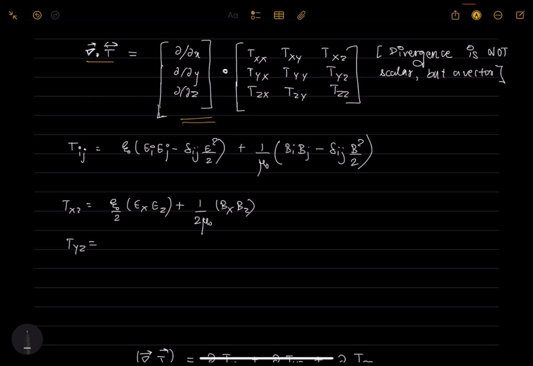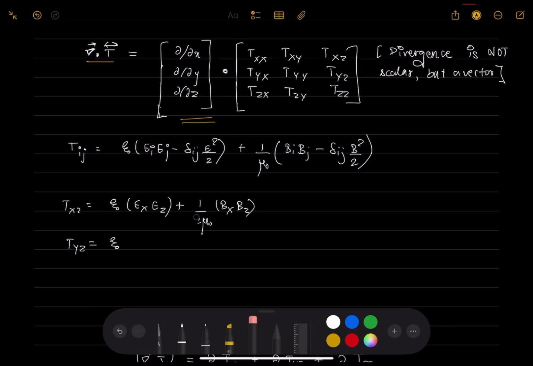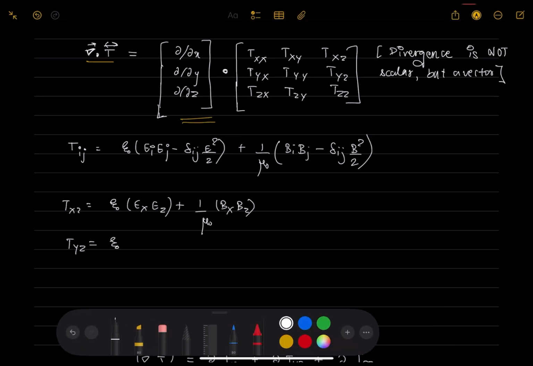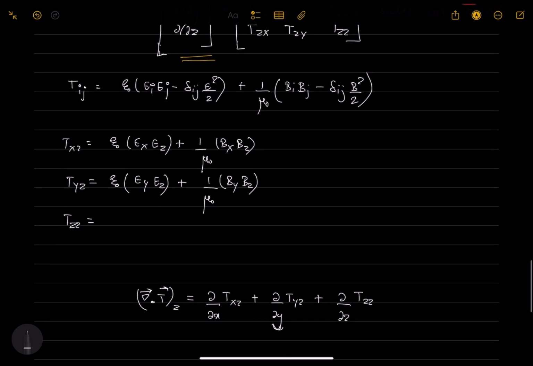We know what Tyz is. I'm sorry, the factors of 2 are not present for non-symmetrical i and z. Anyway, Tyz is EyEz plus 1 over mu naught times ByBz. And Tzz, okay, this one might have a certain length.